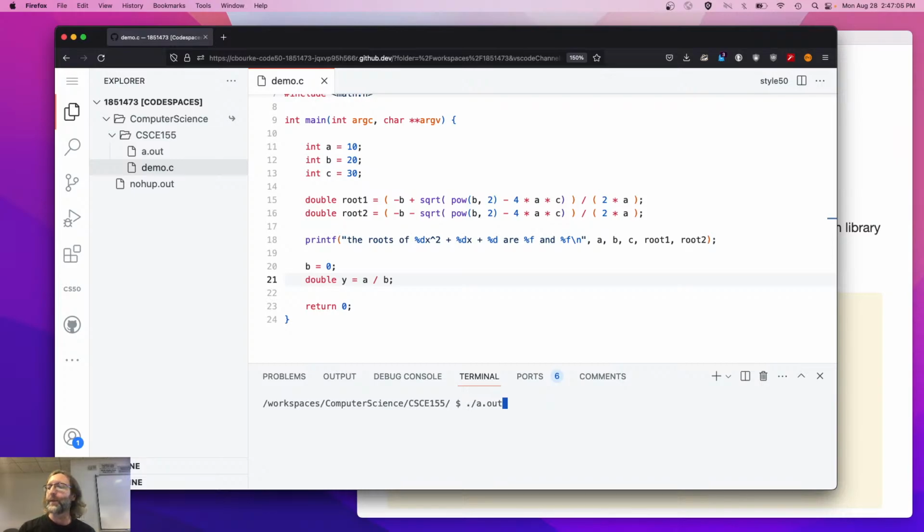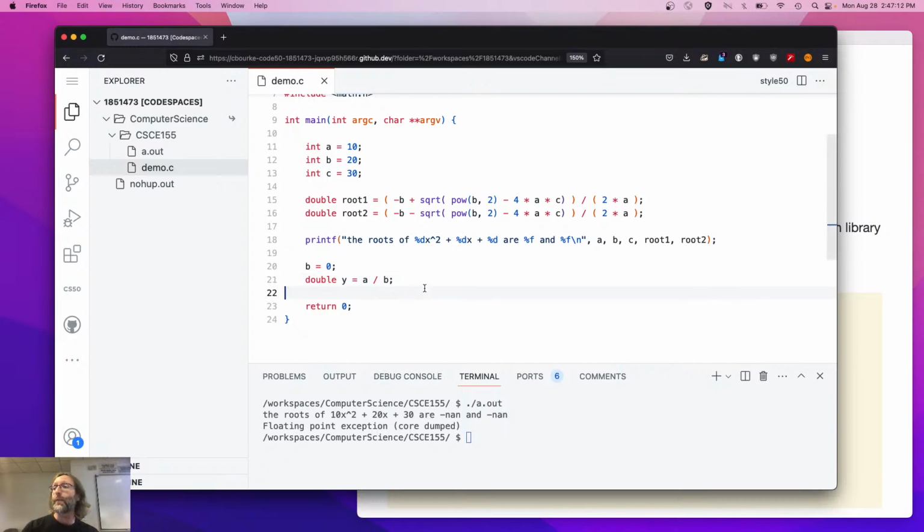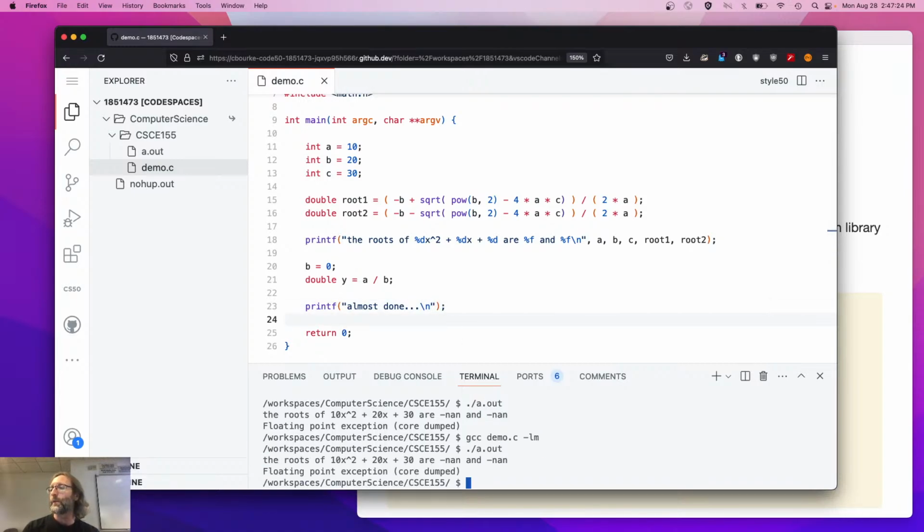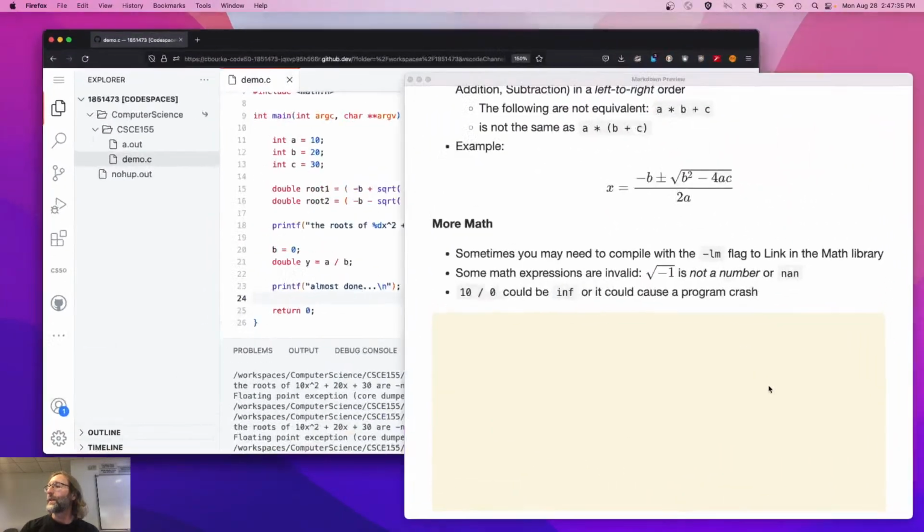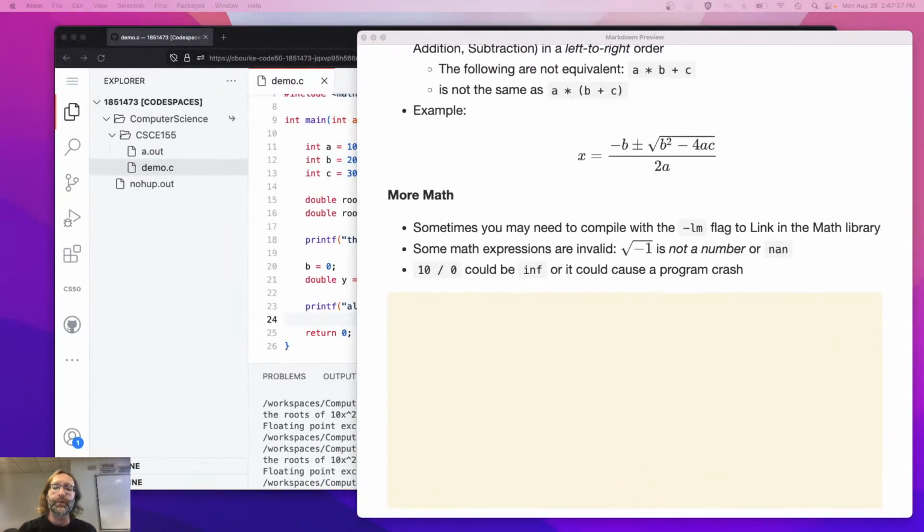I tricked it into not warning me. Now let's find out what happens. Floating point exception, core dump. It died. Anything after that would not have worked. If I said printf almost done, I don't think that this would have been printed because it would have died before then. Yep, it didn't get printed. The program crashed at that point and ended, with an exception. So there are things that you cannot do with the math library.